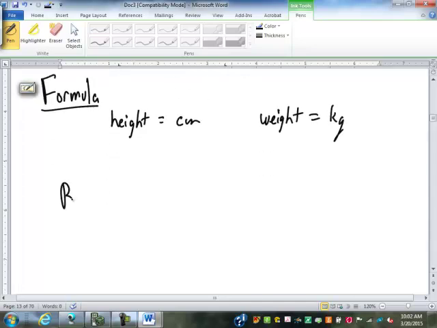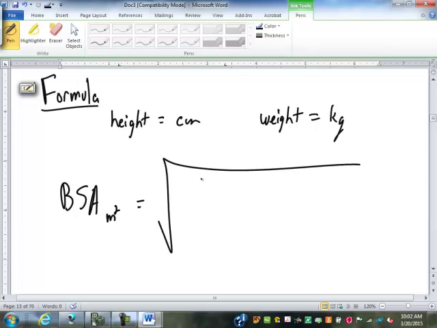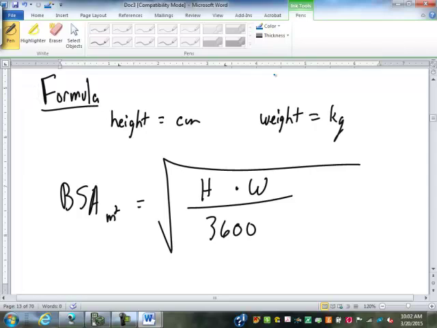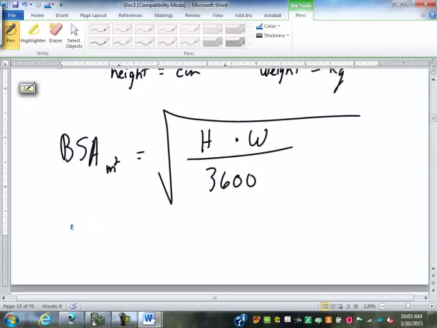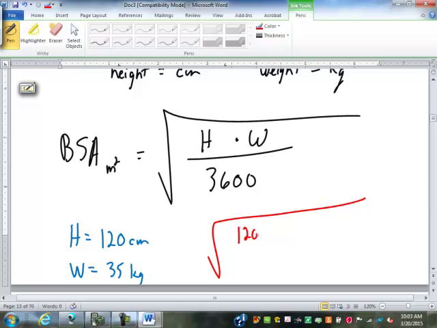So the body surface area in square meters would be given as the square root of height times weight divided by 3,600. Now that last patient was in inches and in pounds, so this formula isn't going to work for them. But let's take a new patient. Let's say we have a patient whose height is 120 centimeters and their weight is 35 kilograms. So you can put them into this formula, 120 times 35 divided by 3,600, and then square root.